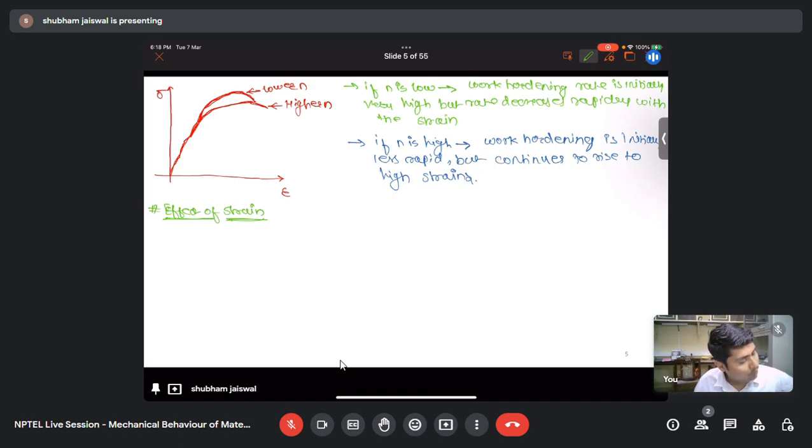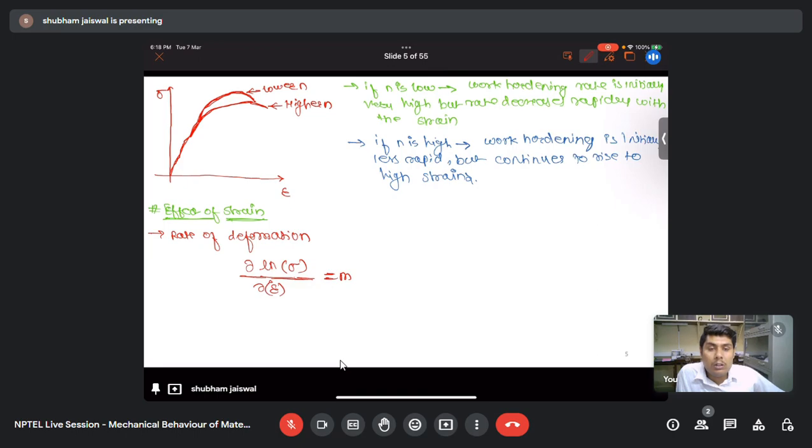Okay, let's see. The effect of strain rate, also known as rate of deformation, is given by the equation del ln sigma upon del ln epsilon dot equal to m. What is m here? Here m is the strain rate sensitivity.